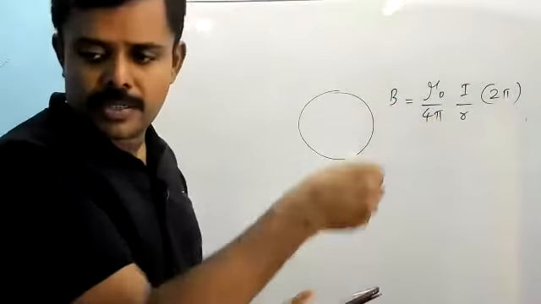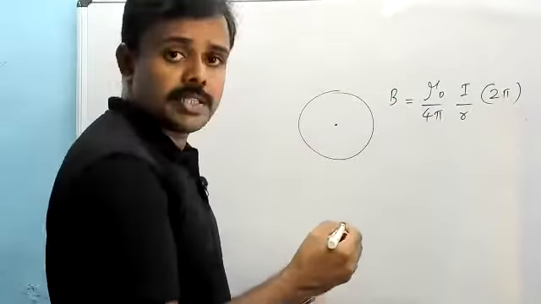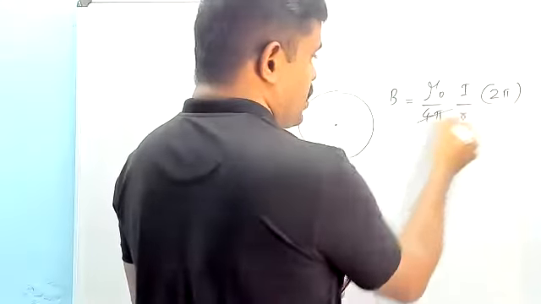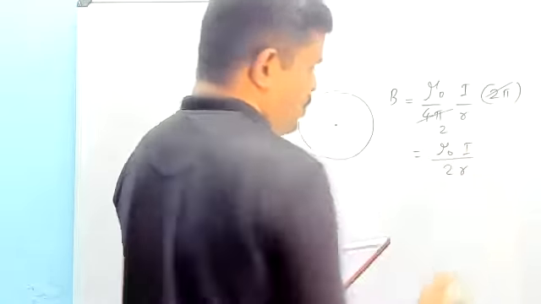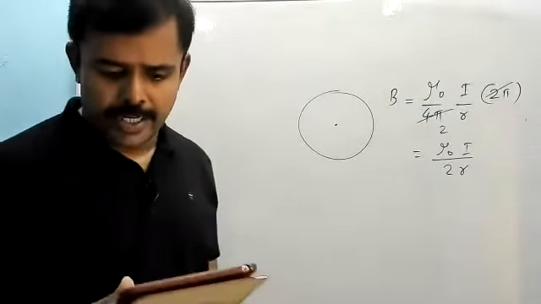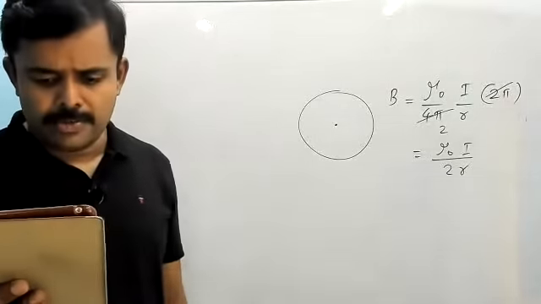So this is what? Magnetic field at the center of a circular coil. What is it? Mu 0 by 4 pi into I by r into 2 pi. This and this are cut. It is mu 0 I by 2r. You learned this in school classes, right? Mu 0 I by 2r. Let's look at question number 15 again.